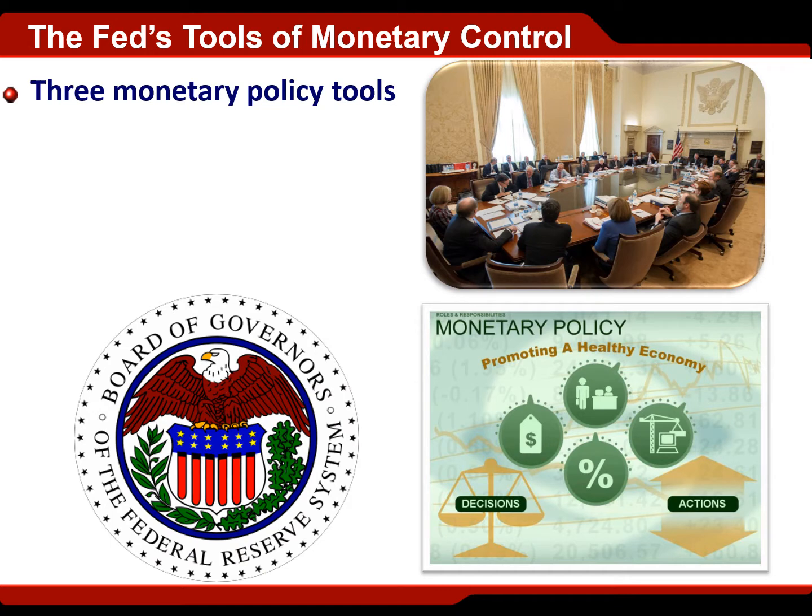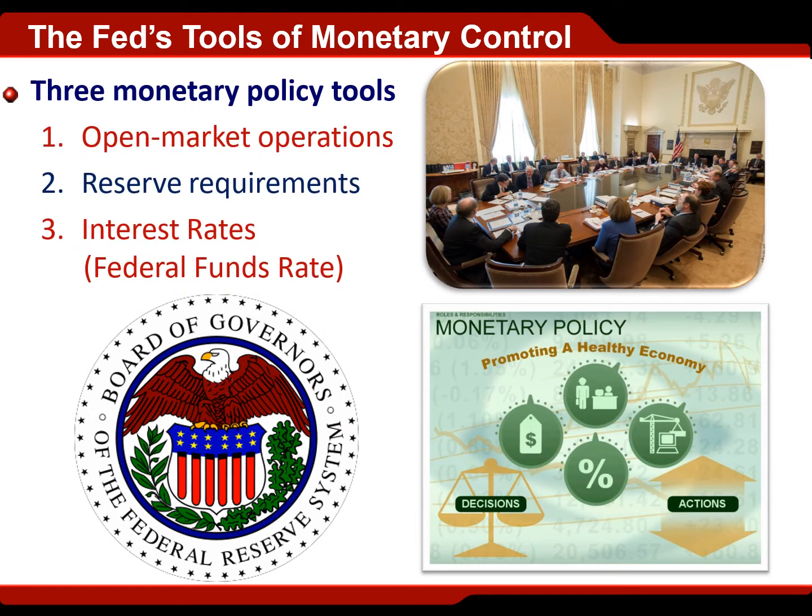All right, as I said at the end of the last video, there are 3 tools of monetary policy: open market operations, reserve requirements, and interest rates. So let's go through all 3 of them one at a time. We'll talk about what they are, how they work, and how the Fed uses these tools to stabilize the US economy in the event of a recession or runaway inflation or whatever the case might be.